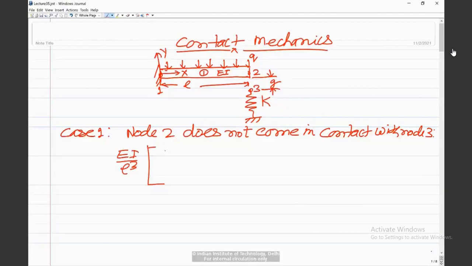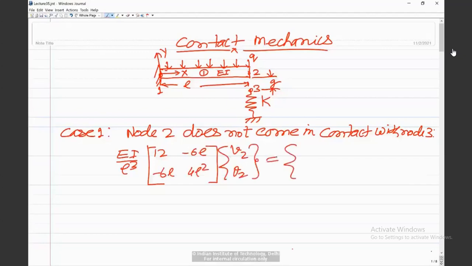Theta 2 is of course dV by dx at node 2. That would be from the beam element level governing equation. You get this after imposing the boundary condition. This will be equal to, the load Q is negative, so in the downward direction, that is minus QL by 2, and we are using the consistent load vector, so this is what you will have here. Theta 2 is actually dV by dx at node 2.